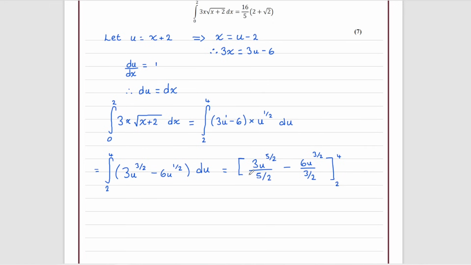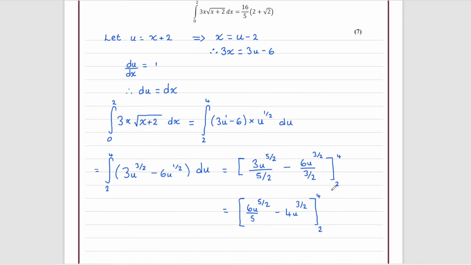And we can simplify this here then. So if we've got 3u to the power of 5 over 2, and we divide by 5 over 2, that's the same as multiplying by 2 with the numerator here, because that's my denominator here. So 3 times 2 is 6. What I get then is 6u over 5, and that's to the power of 5 over 2. Okay. Then repeat this here with this term. So we've got 6, we times that by 2, so that's 12. Divide that by 3, and we get 4. So minus 4u there to the power of 3 over 2. Okay. Now our limits don't change, so from 2 to 4.